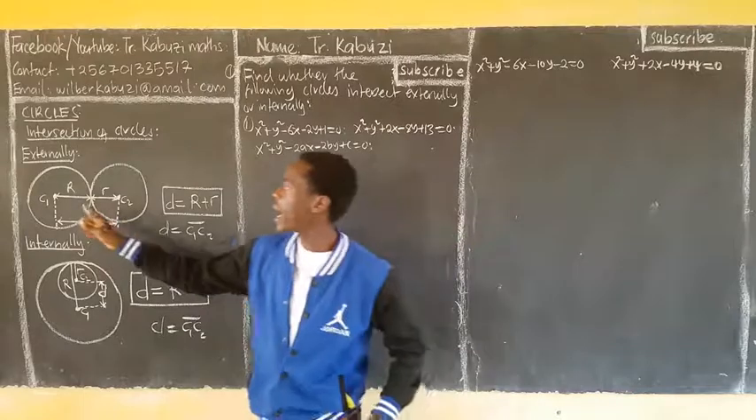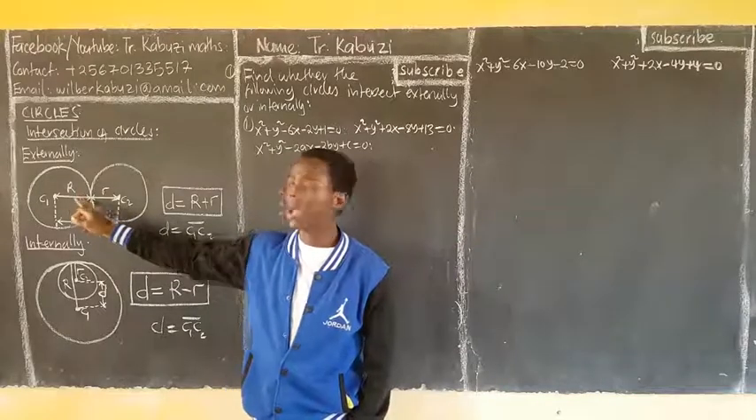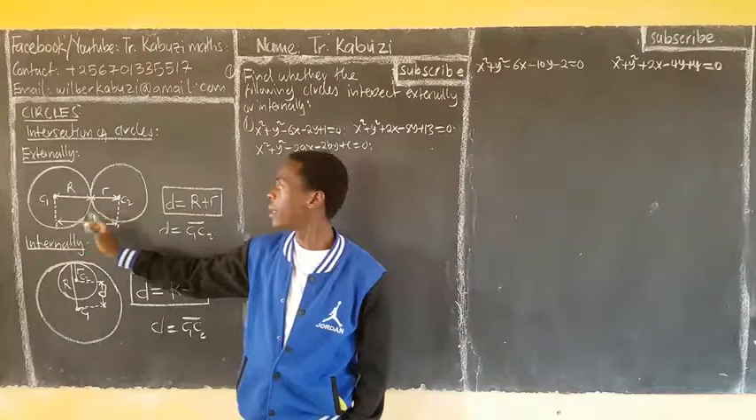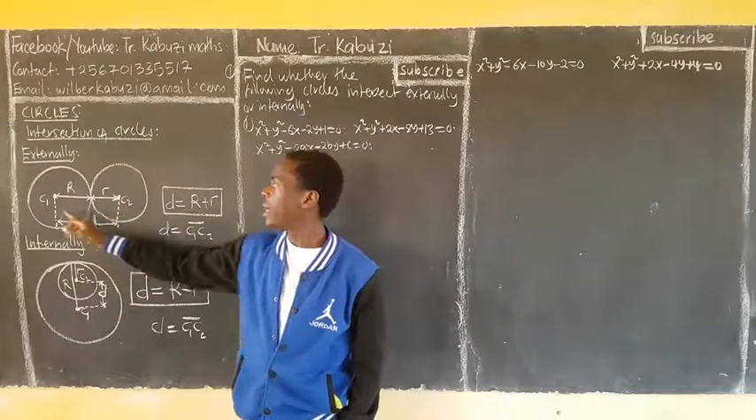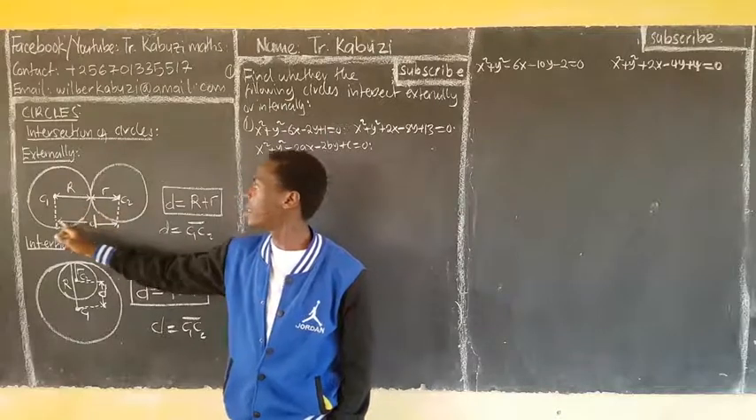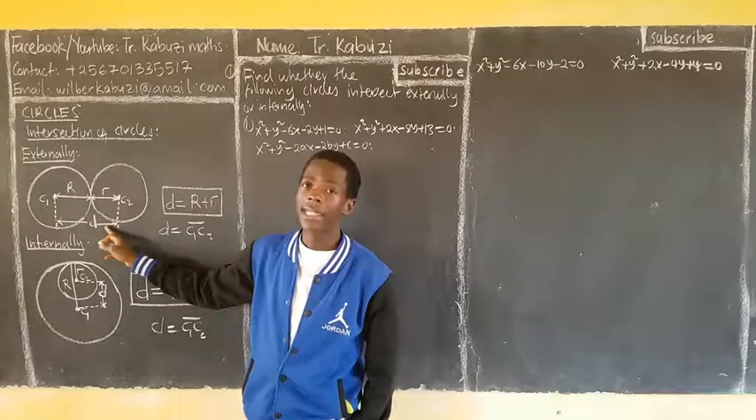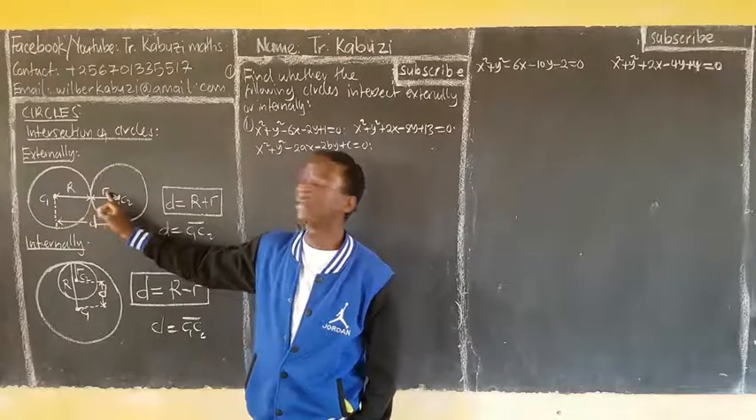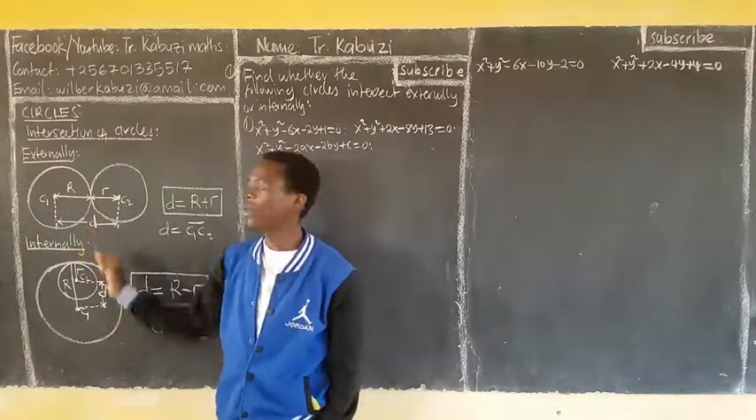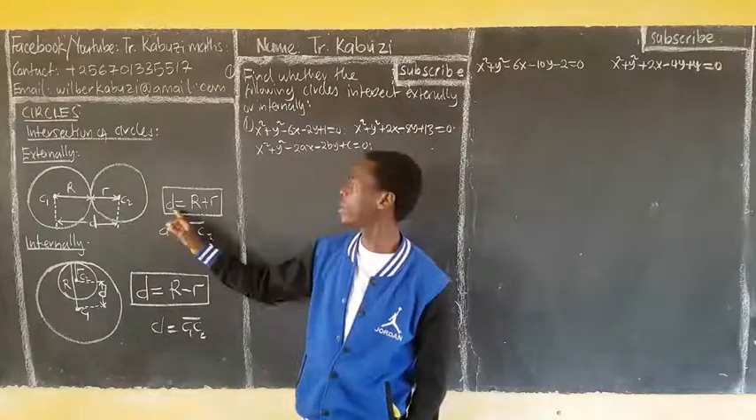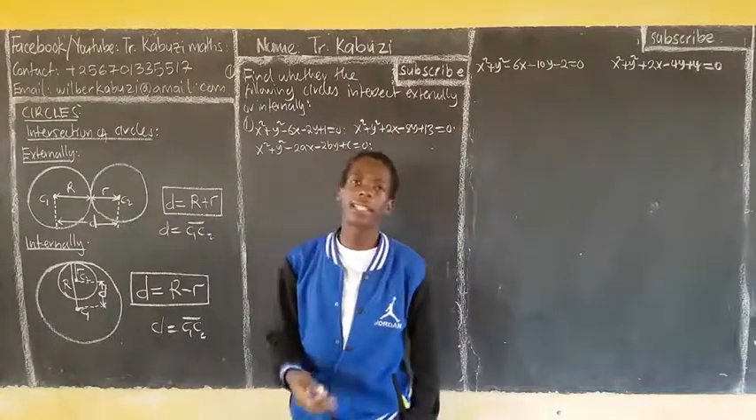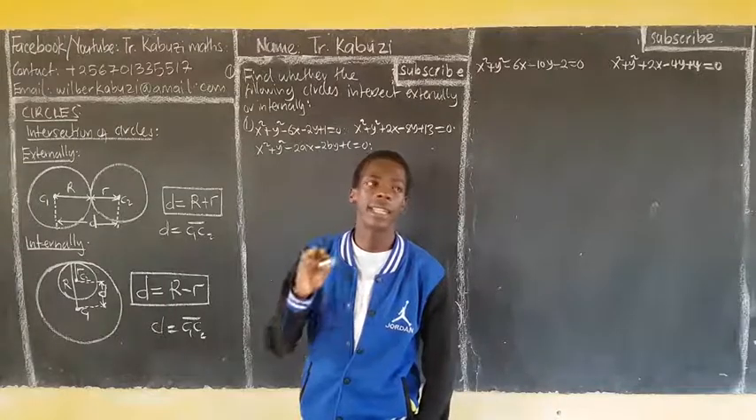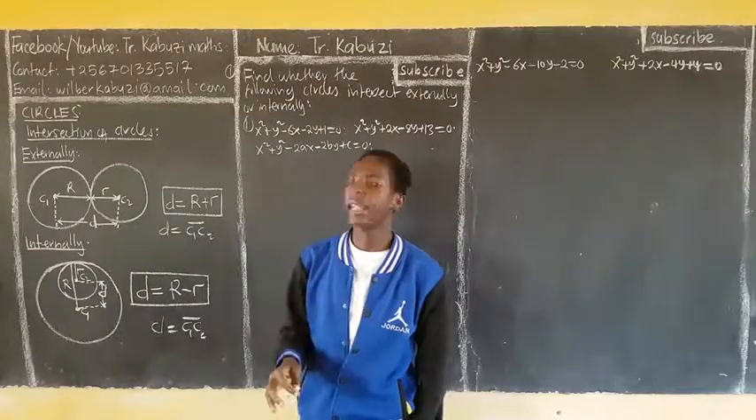Now, if I have this circle with radius capital R, and I have this one with radius small r, this one is having center 1, this one is having center 2. The distance between their centers is the sum of this radius plus this one. If this condition is true, that the distance between their centers is the sum of their radii, it means that those circles intersect externally.